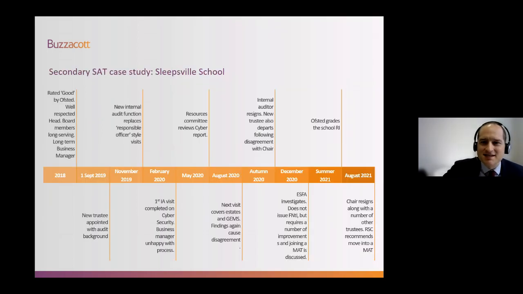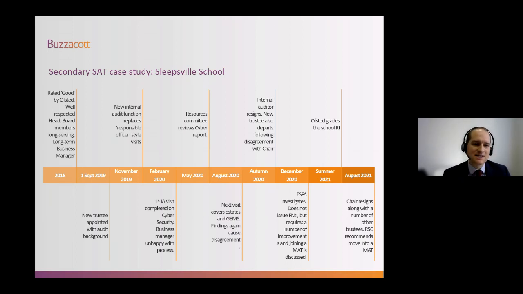This one is an example of a single academy trust, and this one's called Sleepsville School, a secondary academy trust. This one, we start back in 2018 when the school's running very steadily. It's got a good Ofsted report, and they've got a well-respected head at the school. The board members are long-serving, and also the business manager has been very long-serving at the academy trust. So very stable academy trust.